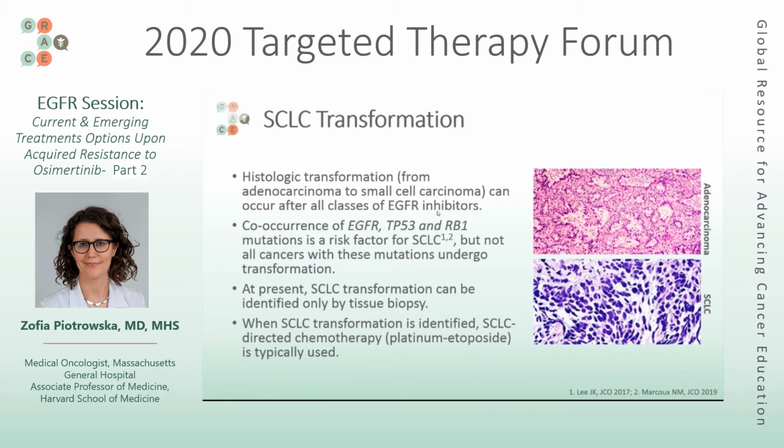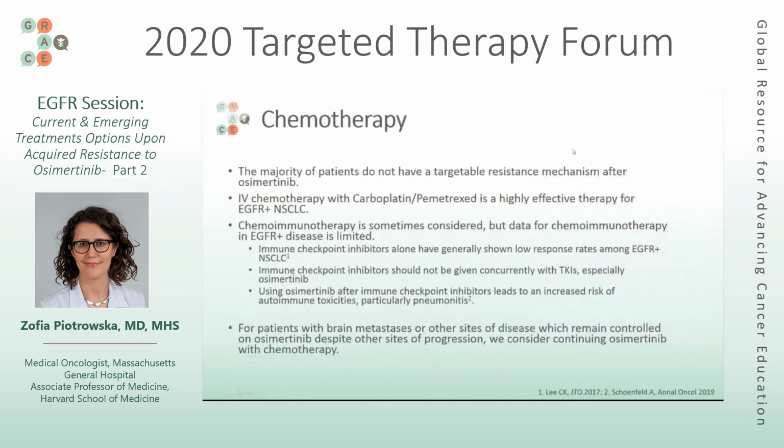So typically we use platinum and etoposide chemotherapy, like we do for other small cell lung cancers that didn't arise from an EGFR mutant cancer, and those can be very effective. So this is something that is important to be aware of, for both patients and providers to be aware of. Finally, in the last few minutes, what about chemotherapy?